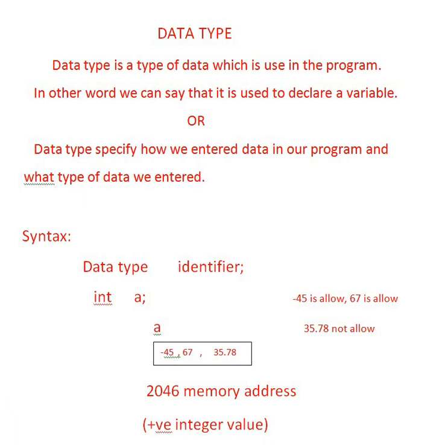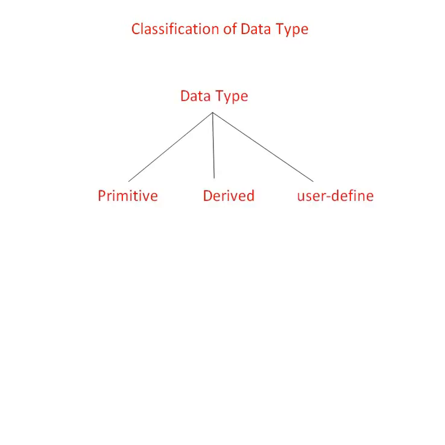Now let's see the classification of data. There are three types into which we can classify the data type. First is primitive or built-in data type, second is derived data type, and third is user-defined data type. In the first, primitive data type, integer is defined as int, character as char, floating as float, and last is void.